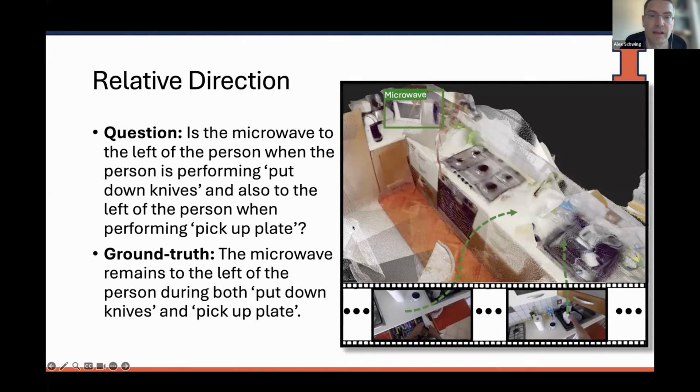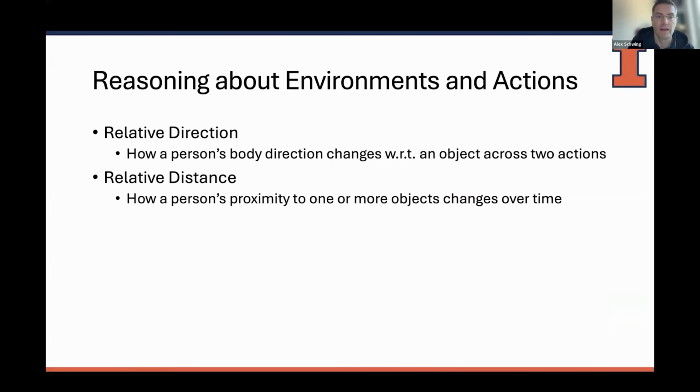I believe I have an example here. In this case, is the microwave to the left of the person when the person is performing put down the knife, and also to the left of the person when performing pick up the plate? And the ground truth answer would be the microwave remains to the left of the person during both put down knife and pick up plate, because in this example, the person didn't really rotate.